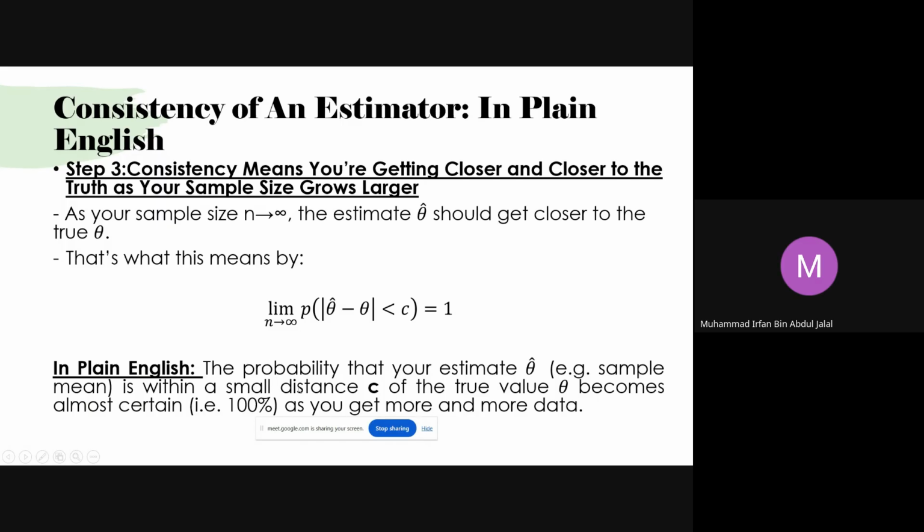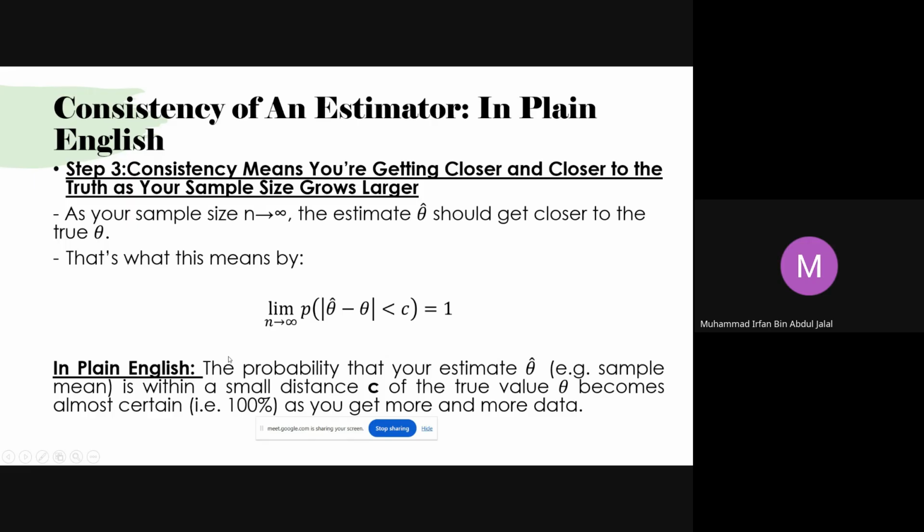In plain English, it means that the probability that your estimator theta hat here, for example the sample mean, is within a small distance c of the true value of theta becomes almost certain. That's the reason why the probability here is close to 1 as you get more and more data. And that's a good teaching point here. In research, that's the reason why we say more data means better results.